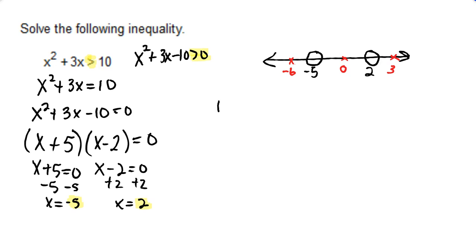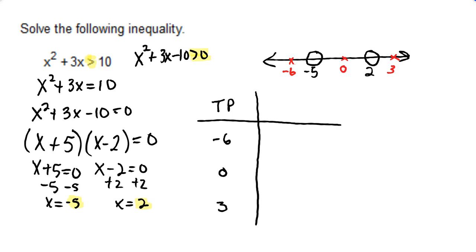So I'm going to take those test points of -6, 0, and 3, and we're going to substitute them into the expression x squared plus 3x minus 10. And what we're looking for is whether the expression comes out to be positive or negative, because positive or negative is going to tell us whether it's greater than 0 or less than 0. So let's test these values.